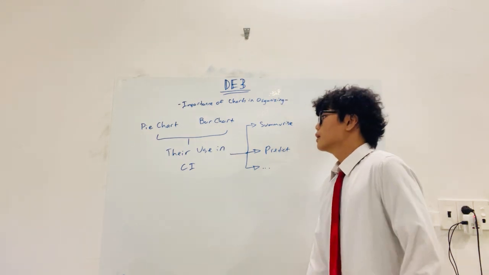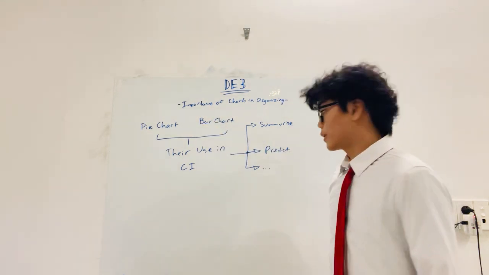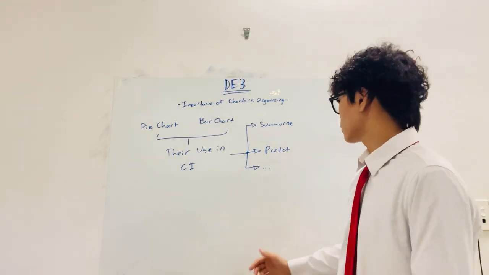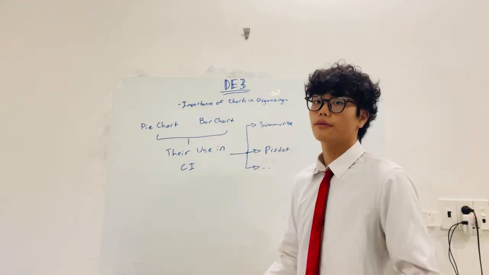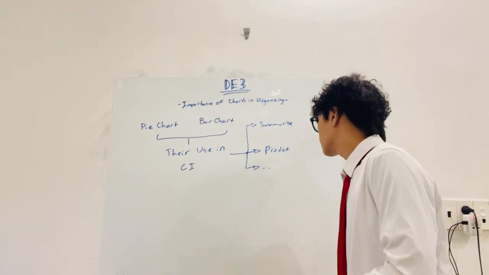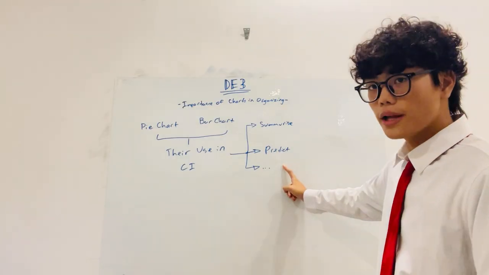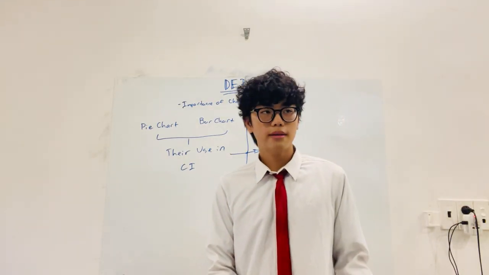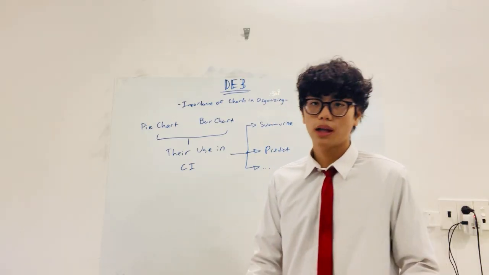Now, when we combine these two charts together, it's very easy to use it in the creative industry. Firstly, it summarizes data in the creative industry, as I already presented. And secondly, a more niche thing is that it predicts trends. Now, let's say our product has a 60% and 40% dislike to like ratio.